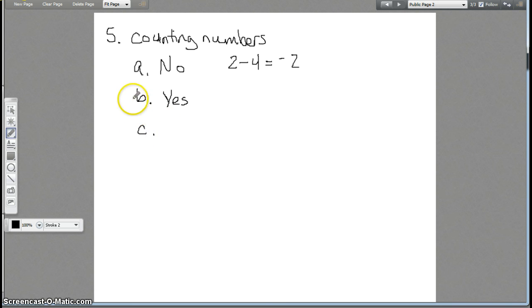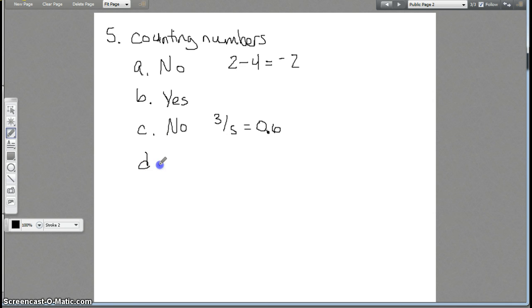Okay, part C, division. It is not closed with respect to division. If you take 3 and divide it by 5, you're going to get 0.6. That is not a counting number. So it is not closed with respect to division.